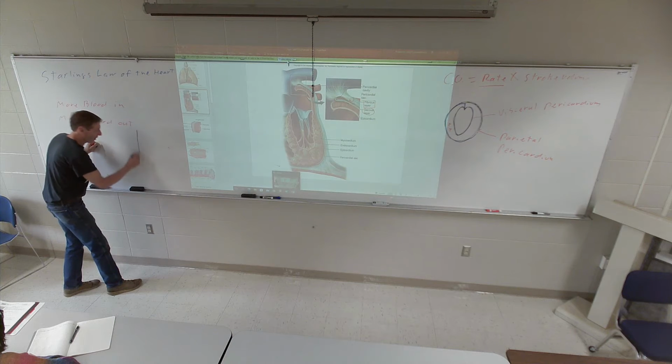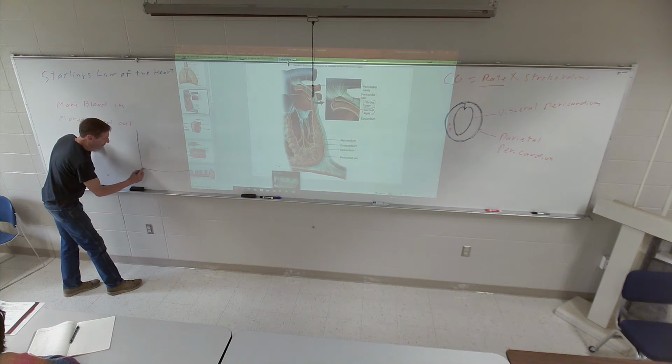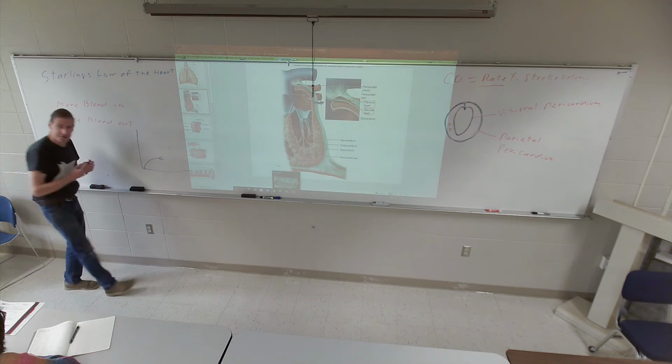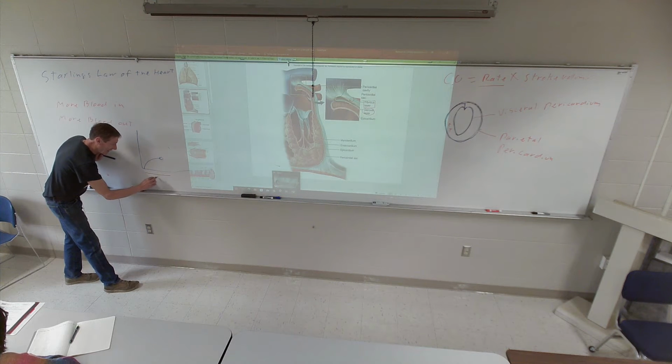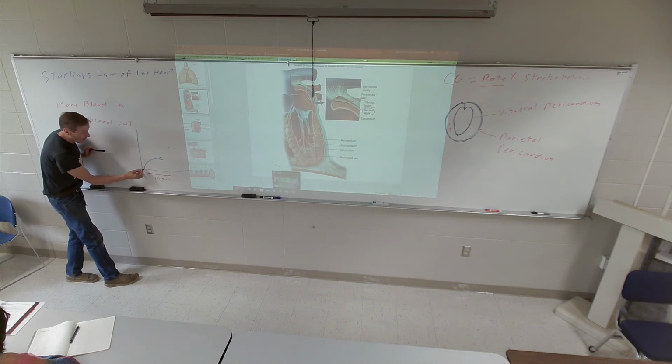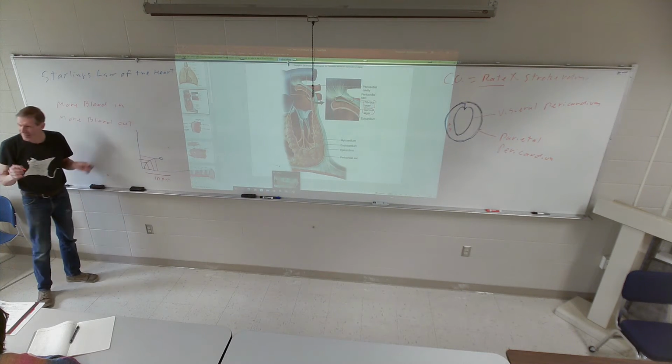Now, let me scribble back down here. Remember that length tension curve looks something like this for the heart. Stop there at the pericardium. This is filling or input. So if I fill up the heart with a little bit more blood, when it contracts, it's going to contract with more force. If I fill it up even more, when it contracts, it'll contract with more force, more and more. Does that kind of make sense?